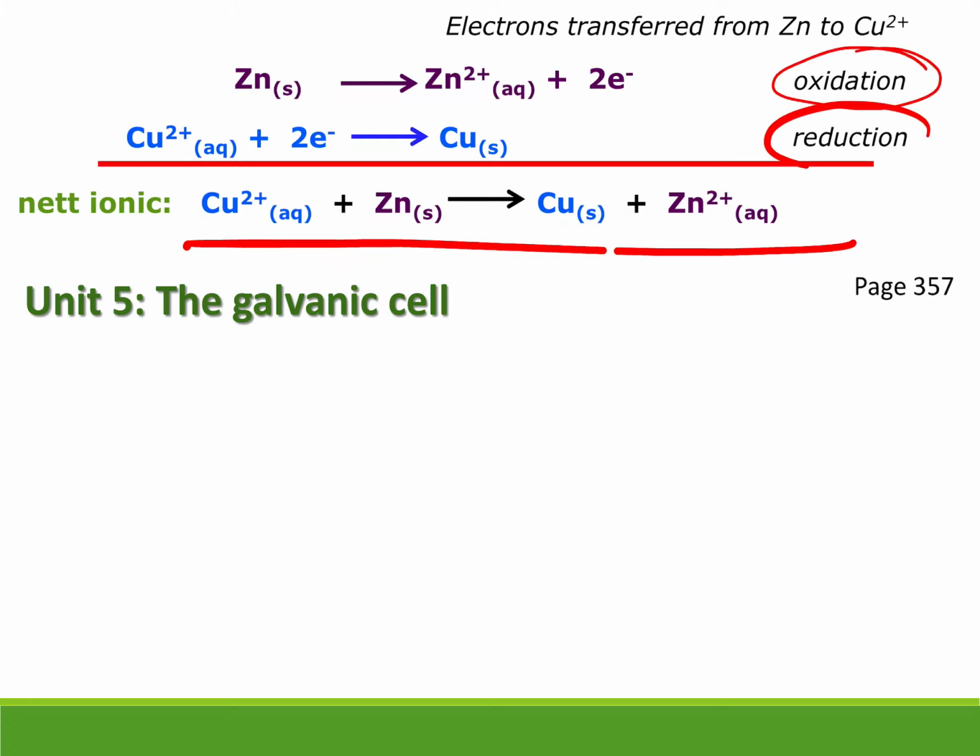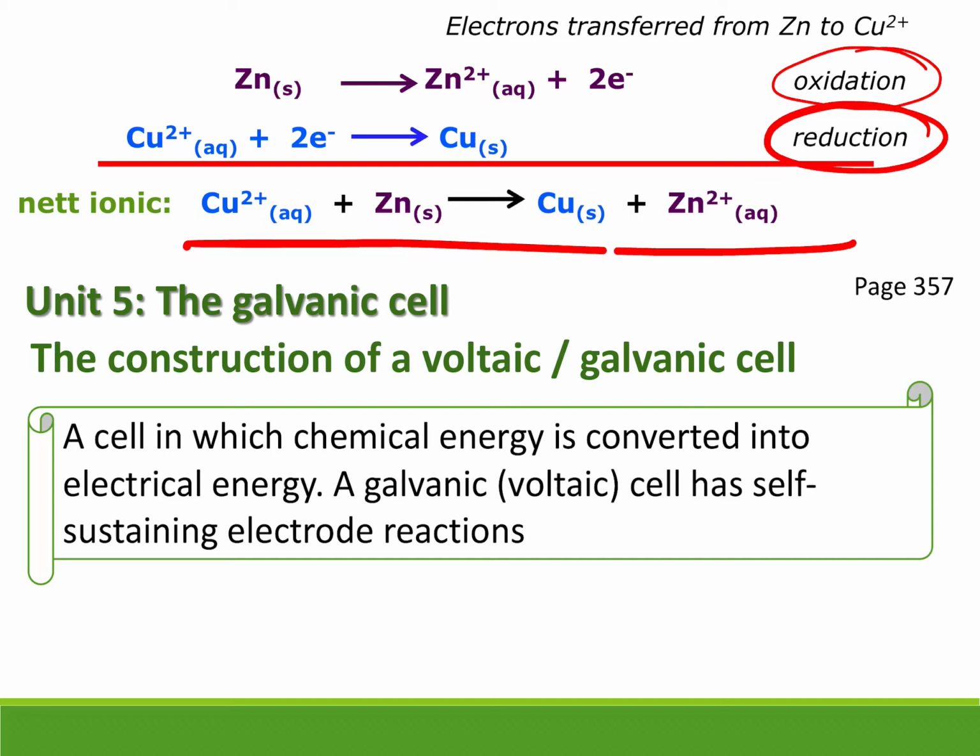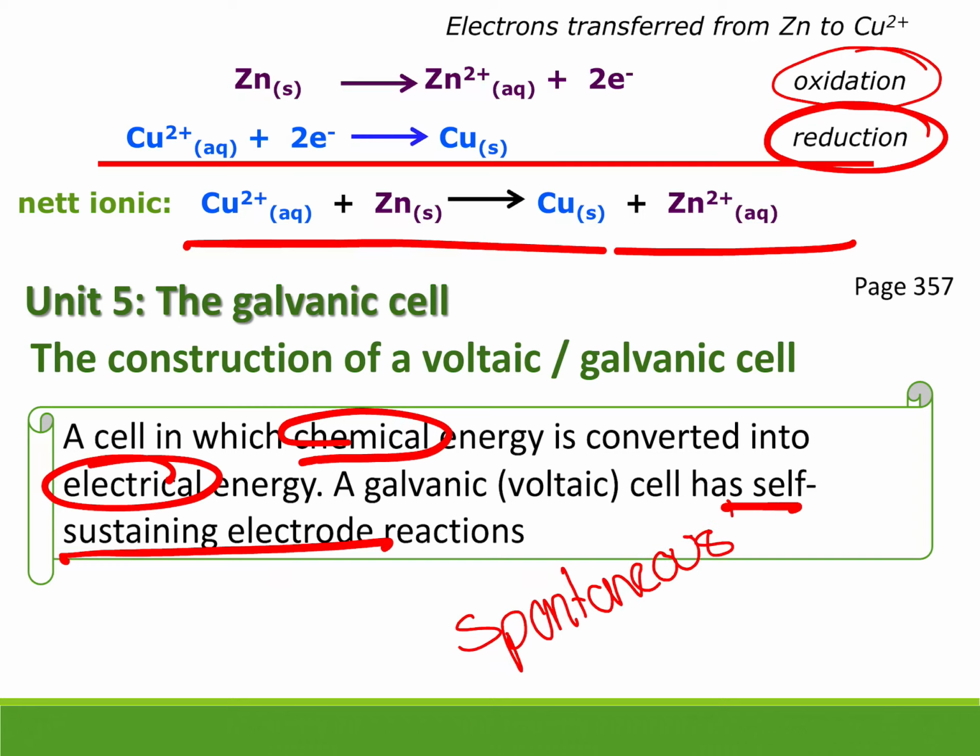Okay, so if we look at the construction of a voltaic cell or galvanic cell, they're both the same. A cell in which chemical energy is converted to electrical energy. We've already done that once. Electrolytic cells, electrical to chemical. Now we're doing the other way around. It also has to have self-sustaining electrode reactions. In other words, these have to be spontaneous reactions because we want them to create the electricity. We don't want them to use the electricity.